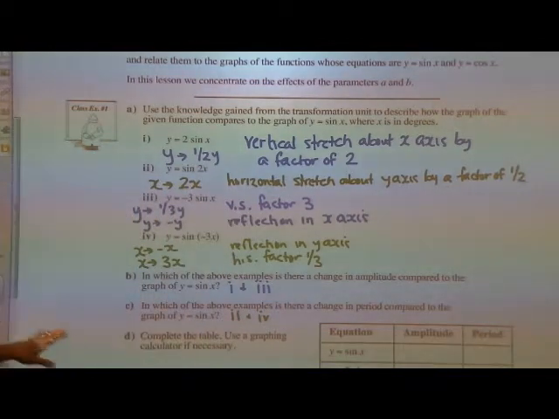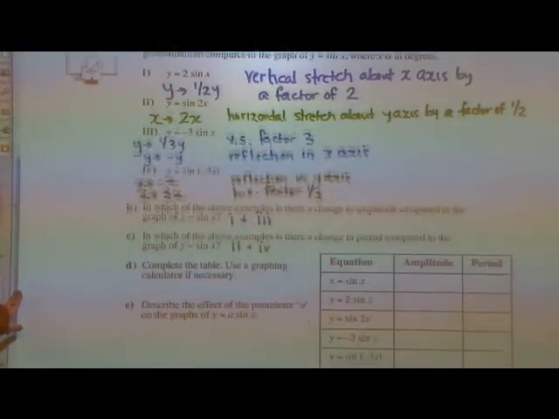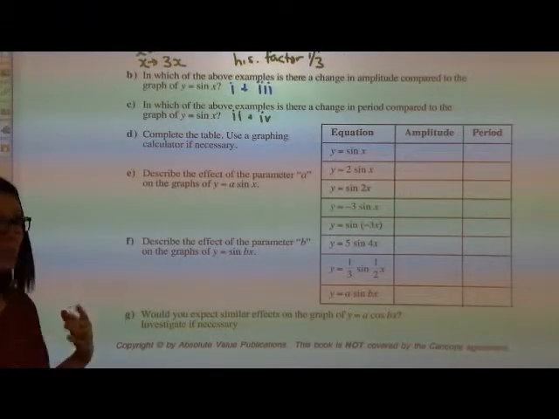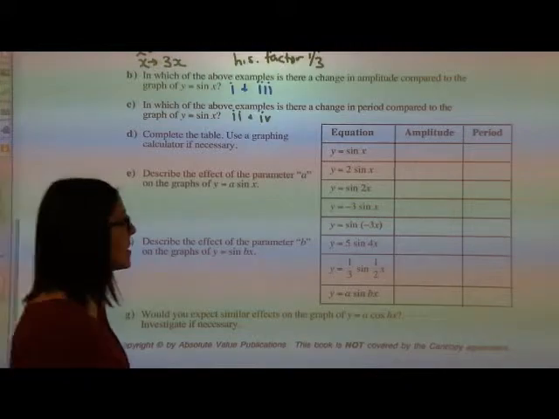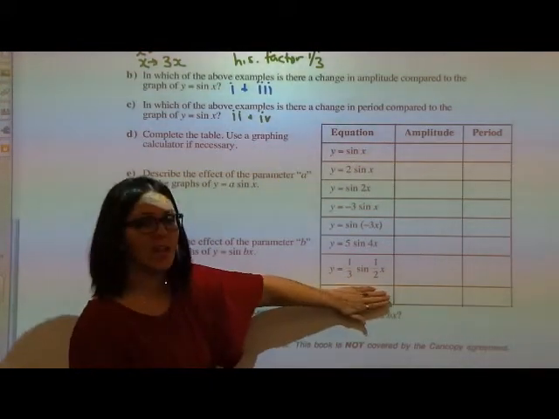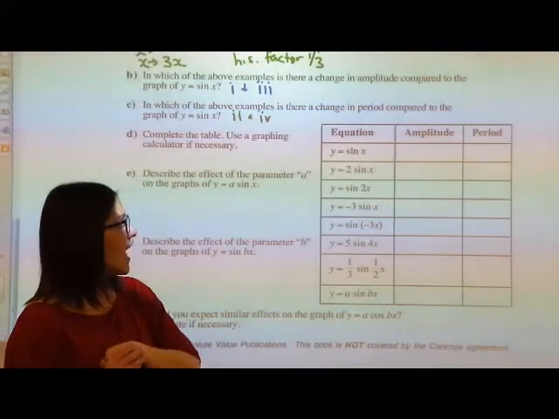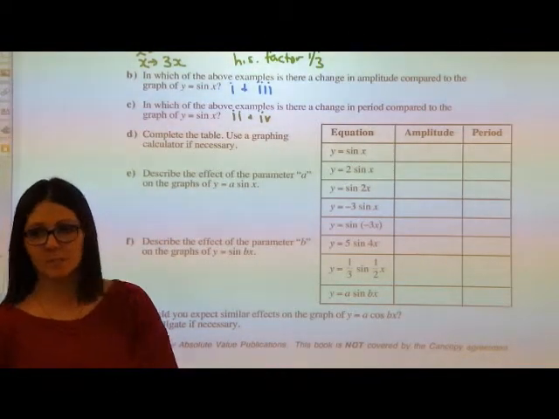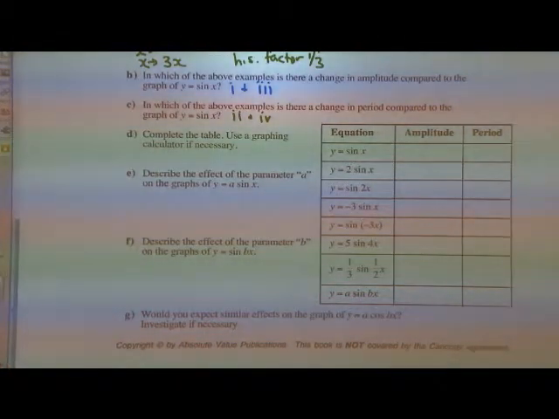Okay? So now what I want you to do is use, if you need to, a graphing calculator until maybe you start to see a pattern. I want you to look at all of these equations, except the last one, because you don't have any values, and determine what the amplitude and the period are of all of these graphs. And if you start to see a pattern, it might make the chart go faster.